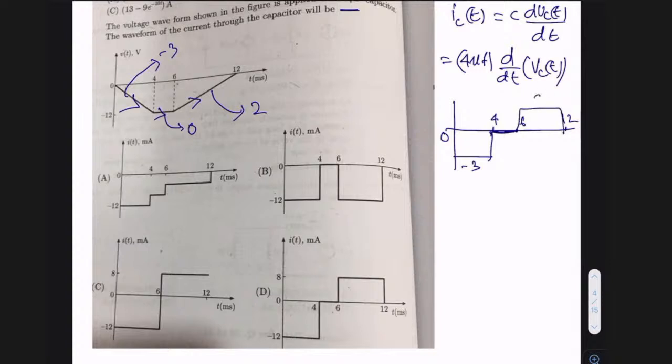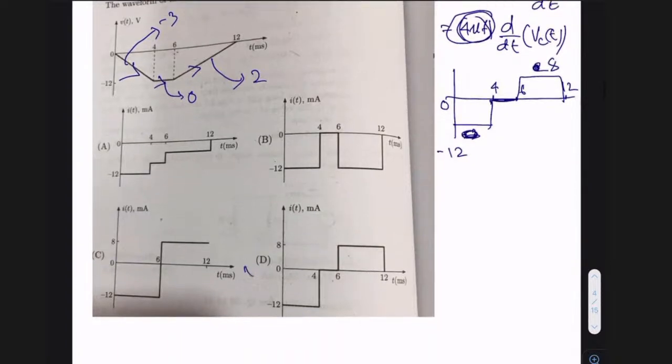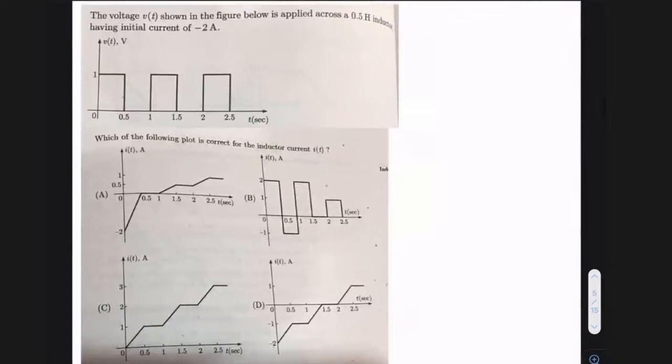So this is your plus 2. But you have to multiply this 4 externally, right? If you multiply this 4 externally, this minus 3 becomes minus 3 into 4, which is minus 12. This 2 becomes 2 into 4, which is 8. So if you observe, the option D is correct for this: minus 12, then 0, and then 8. That's the answer, option D. Very straightforward question.